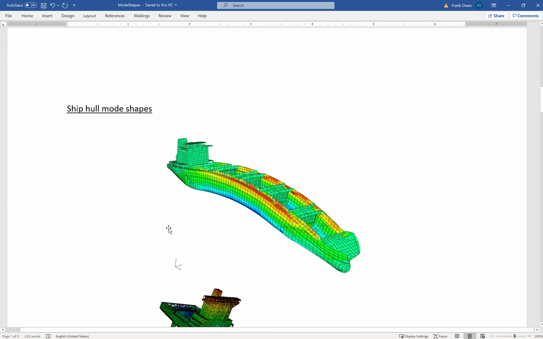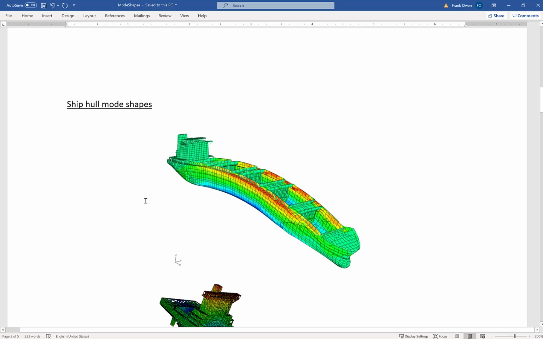All right, now for real systems, here's a ship, and a ship is really like a beam. In fact, a ship is a very interesting beam because it's not fixed to anything. It's not a cantilever beam, and it's not a simply supported beam. It's just a floating beam in a liquid medium, so it actually has a lot of freedom to move.